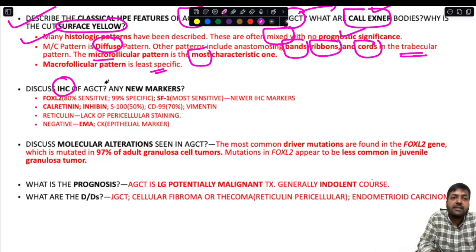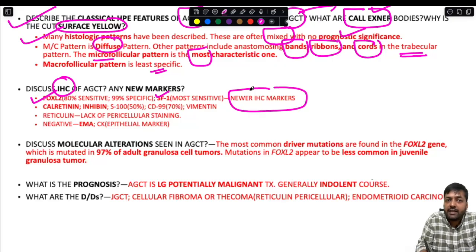Now discuss the IHC of adult granulosa cell tumor and any new markers. Just remember, the most sensitive and specific markers include FOXL2 and SF1. FOXL2 is 80% sensitive but 99% specific, whereas SF1 is the most sensitive marker, and these are the newer IHC markers. Other markers include calretinin and inhibin. 50% of cases will show positivity for S100, and 70% for CD99. This tumor is also positive for vimentin. Reticulin shows a characteristic lack of pericellular staining, and the epithelial markers like EMA and cytokeratin are negative in this tumor.